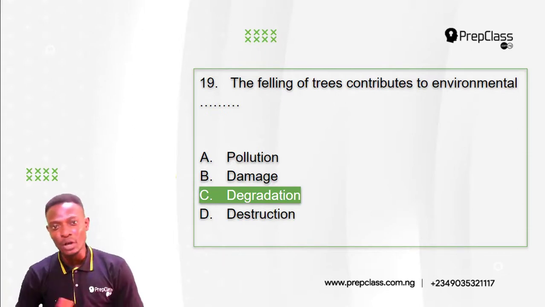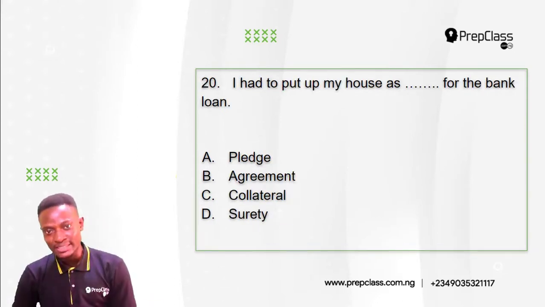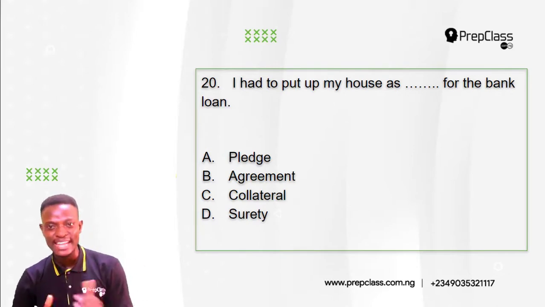Right. Moving on to the next question, question 20. Question 20 reads, I had to put up my house as dash for the bank loan.